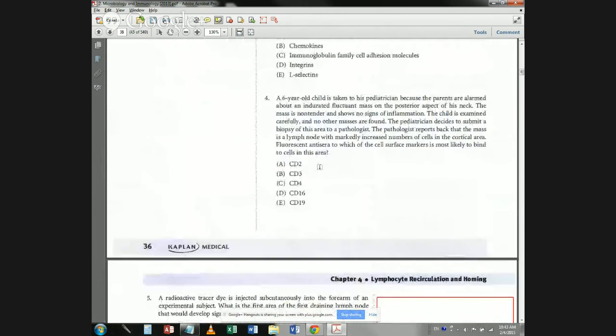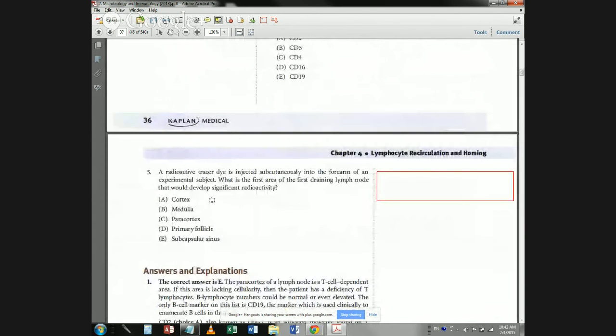Only 5 questions. Fine. A radioactive tracer dye is injected subcutaneously into the forearm of an experimental subject. Okay, we don't pay for it. Whatever. What is the first area of the first draining lymph node that would develop significant radioactivity? So what are you asking here? From the forearm, it's probably the axillary nodes. I don't know. That's where the lymph will drain, and from there to the thoracic.